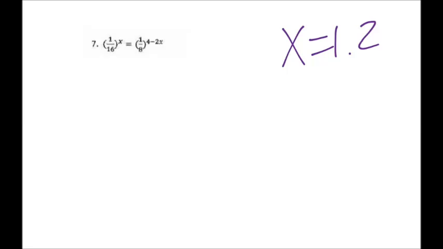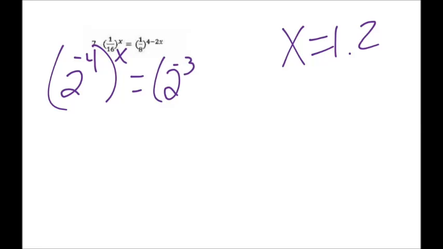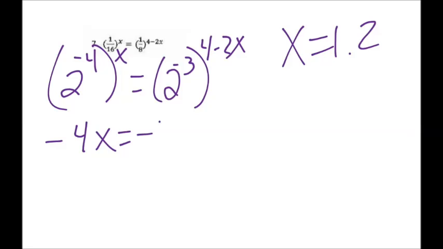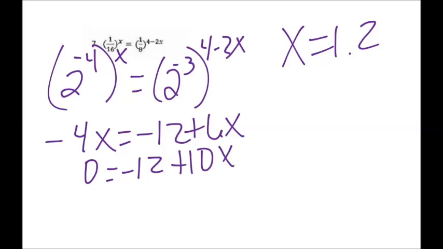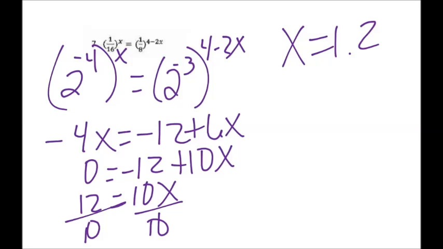If you wanted to work it out the algebraic way, your base is 2. 1 over 16 is the same thing as 2 to the negative 4. And 1 over 8 is the same thing as 2 to the negative 3. So you would end up with negative 4x is equal to negative 12 plus 6x. So you would add your 4x and you would get 0 is equal to negative 12 plus 10x. You would add your 12 and get 12 is equal to 10x. You would divide by 10 and once again you'd get x equal 1.2. I'm okay with you doing this one in the calculator though.